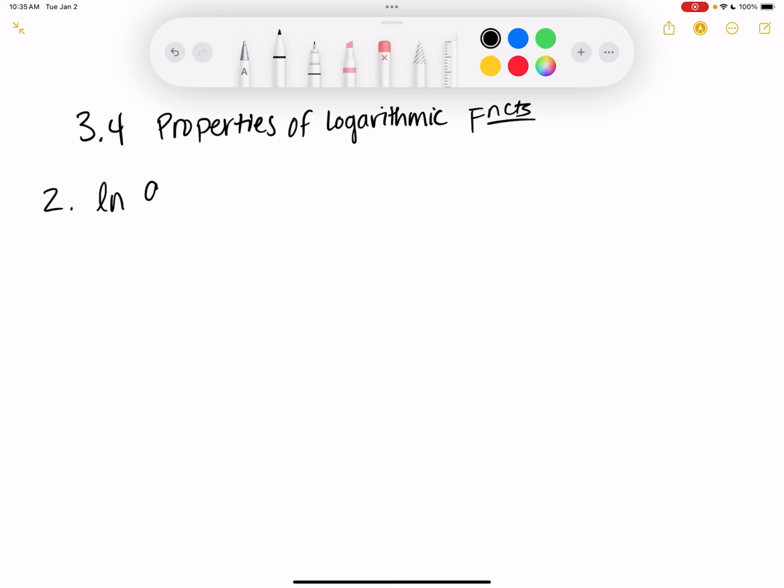So, ln of 9y. This is a product, so the log of a product is equal to the sum of the logs. So this is going to be equal to the ln of 9 plus the ln of y.